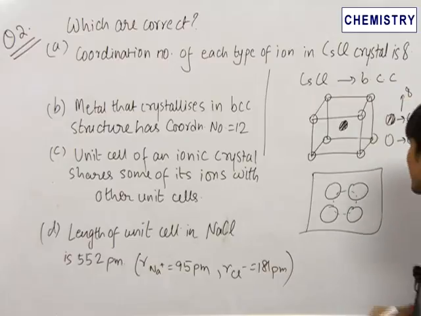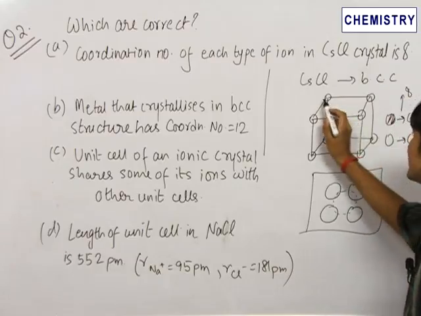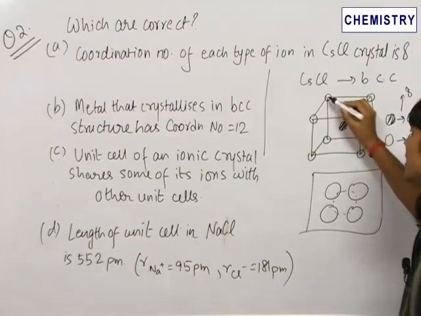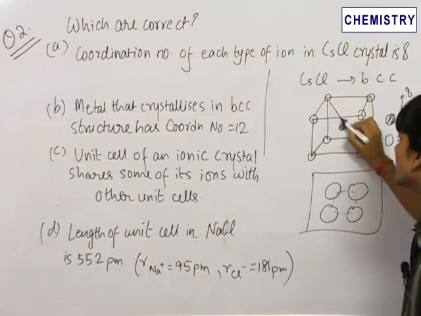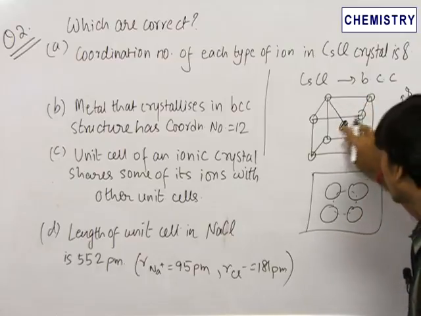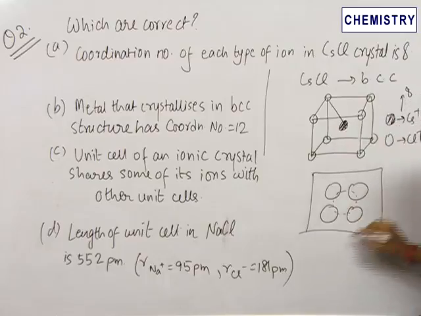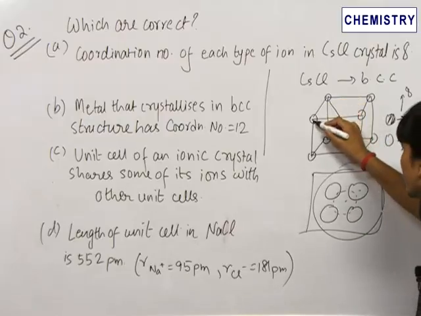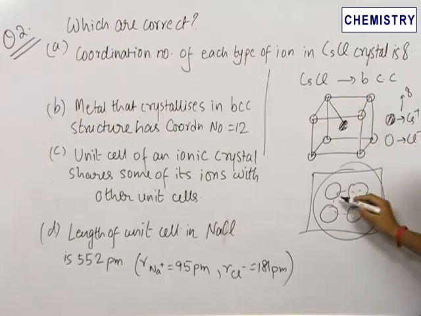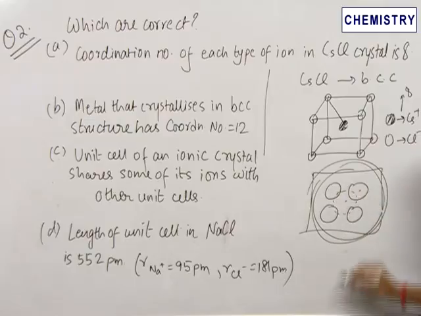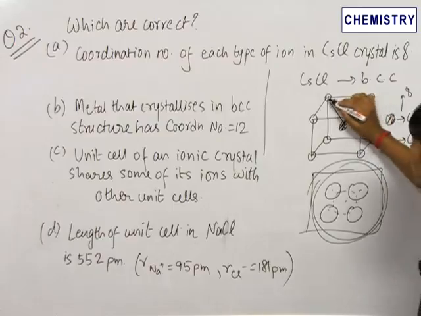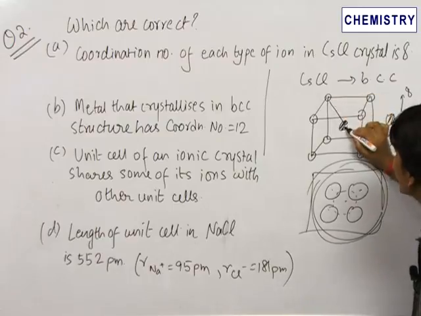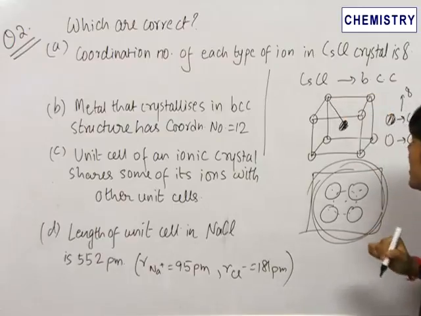Now for Cl minus ion, let us look at this Cl minus ion. This Cl minus ion is touching this Cs plus ion. It is not being seen in this picture, but it can be seen in this picture. The Cl minus ion is touching Cs plus ion. It is not touching the other Cl minus ion. In this picture, it can be clearly seen that this Cl minus ion is not touching this one or this one. Therefore, the only atom it touches is Cs plus ion in this unit cell.